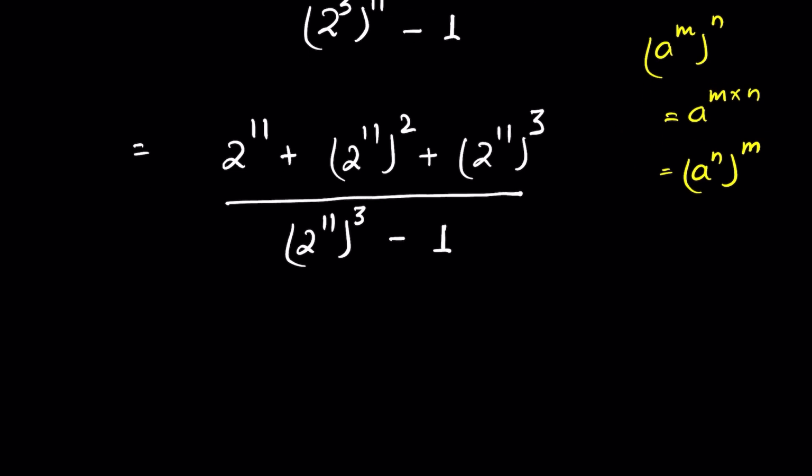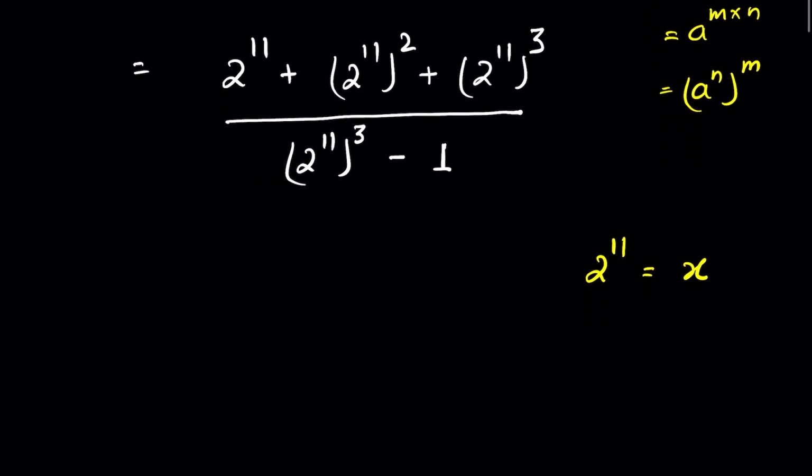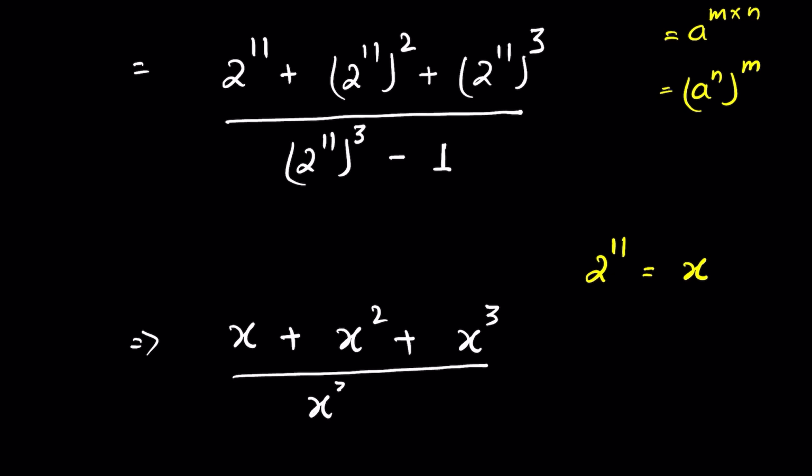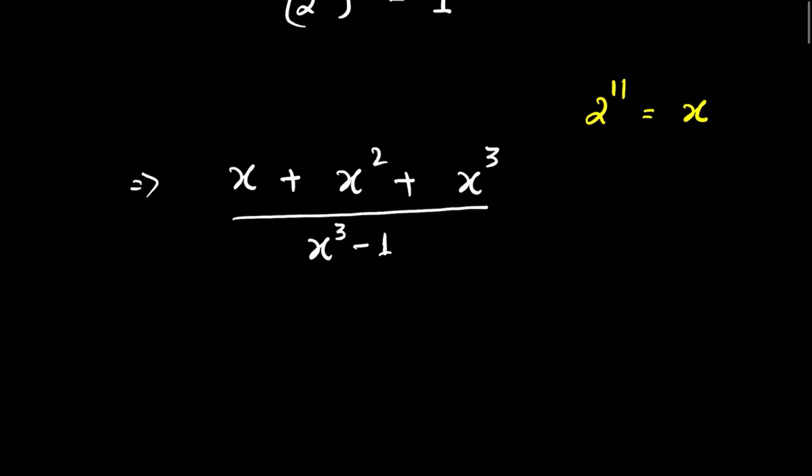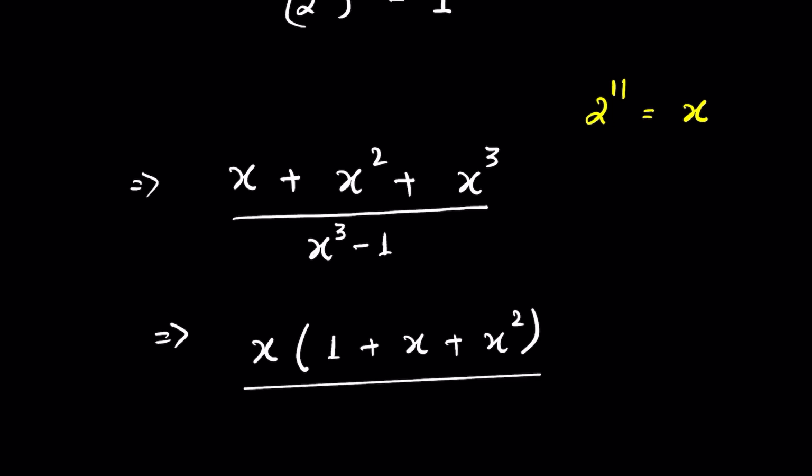Now let us consider 2 to the power 11 as x. Then we have x plus x square plus x cube upon x cube minus 1. Now here we can take x common in the numerator and write 1 plus x square upon x cube minus 1.